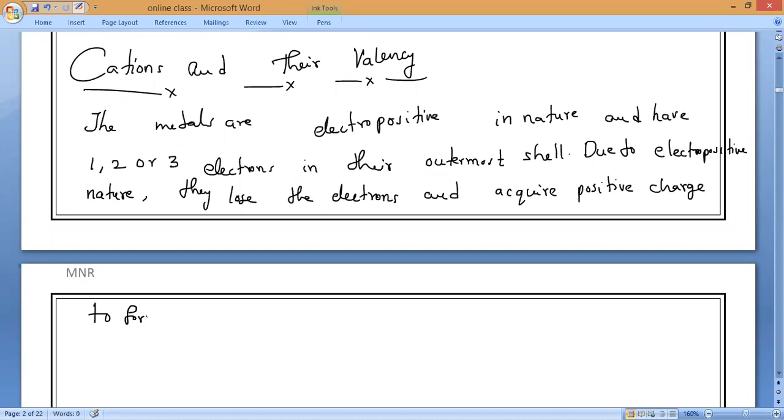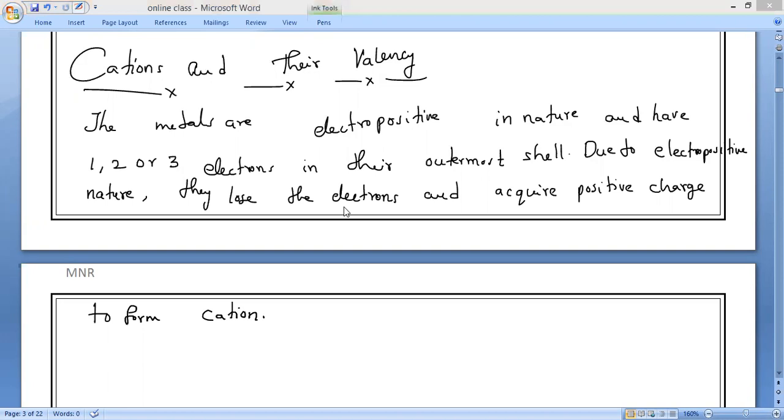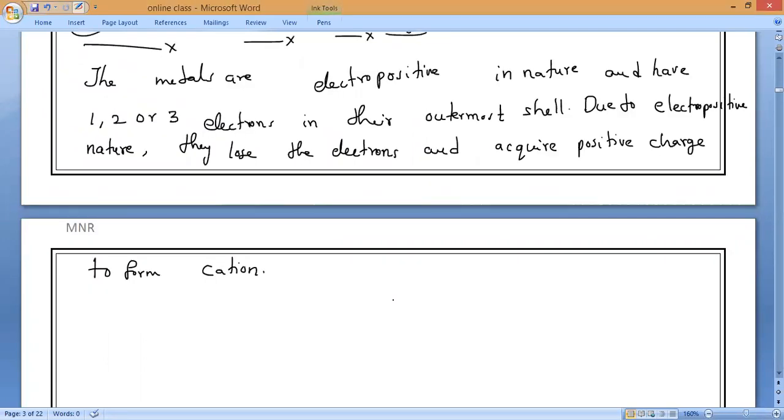They lose electrons, acquire a positive charge, and form a cation. Who will form the cations, metals or non-metals? Metals. Right, positive charge. This positive charge is equal to the electrovalency, or we will say positive electrovalency, your choice.